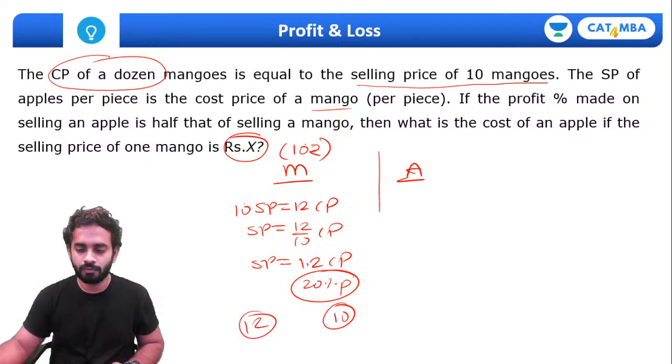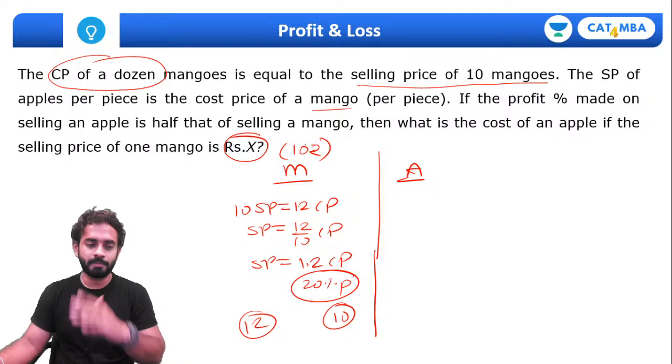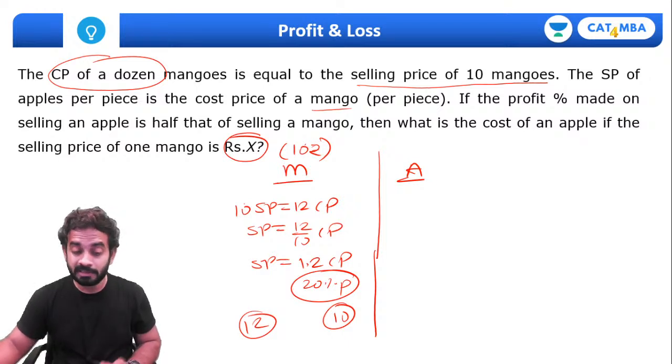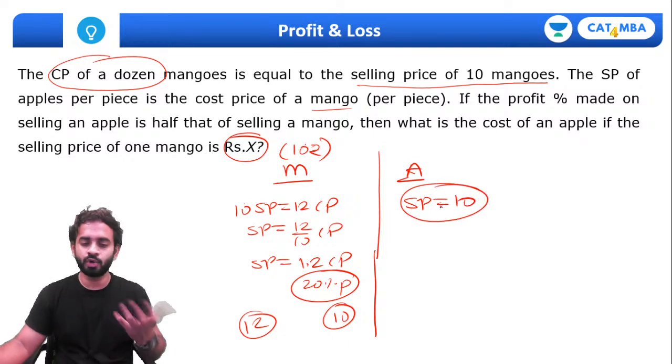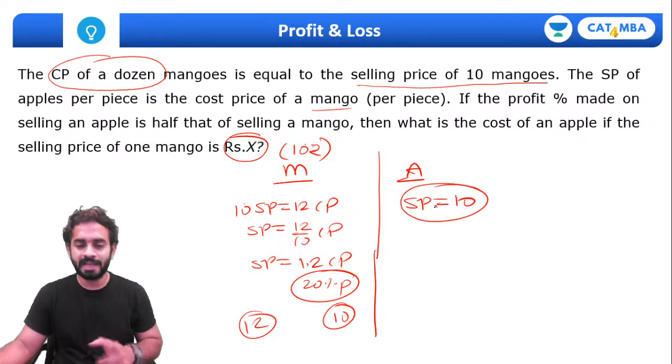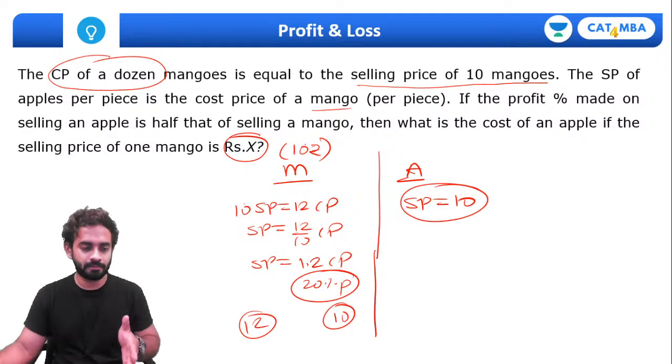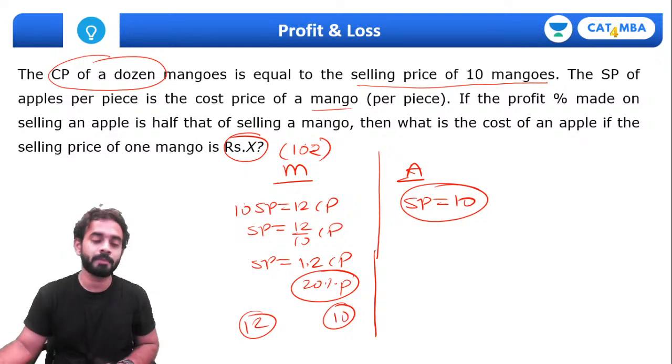Right. Now, what is the information given for apples? It is given that the SP of an apple per piece is the cost price of a mango. Now, what is the cost price of a mango? It is 10. So this is the SP of an apple. So SP is 10. We don't know what the CP of the apple is as of now. But in the next part, it is given that the profit percentage made on selling an apple is half that of selling a mango.